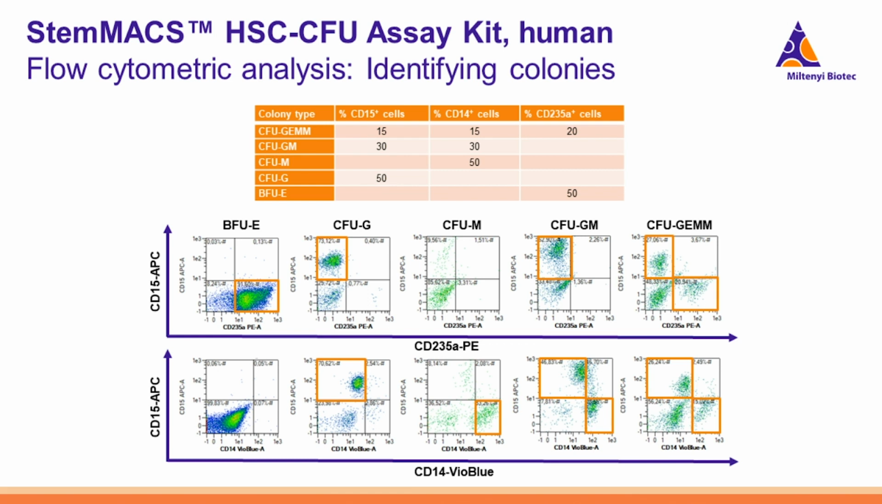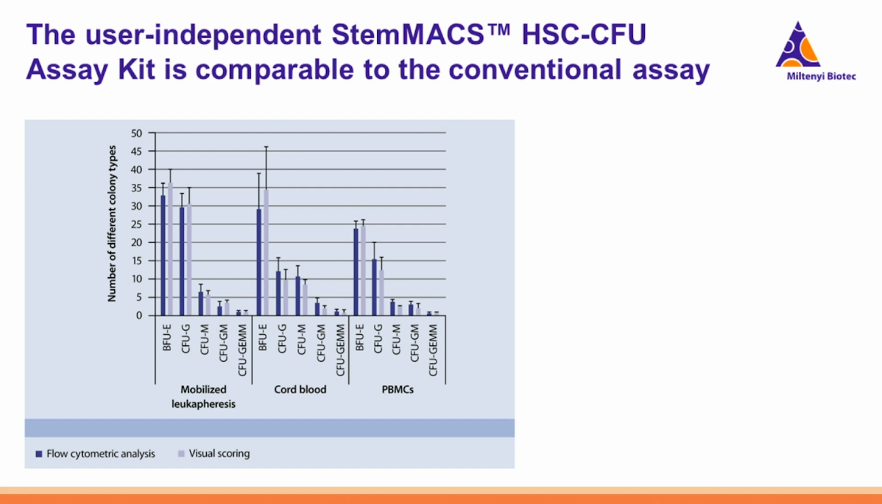So taken together, the colony type is identified according to the percentages of CD15, CD14, and the CD235A positive events. The percentages of each marker are exported in an Excel sheet. This can be used for straightforward colony identification. The user-independent StemMax HSC CFU assay kit is comparable to the conventional assay.